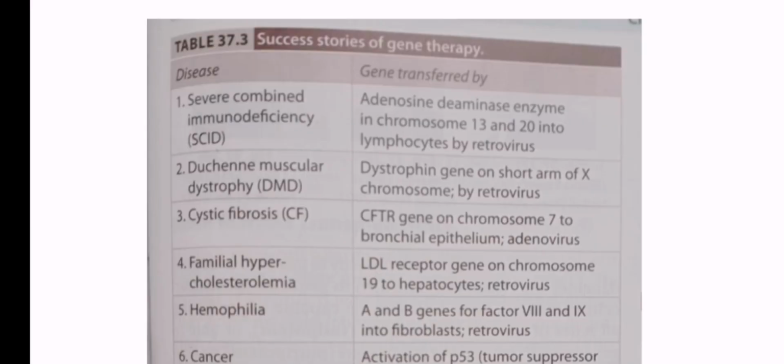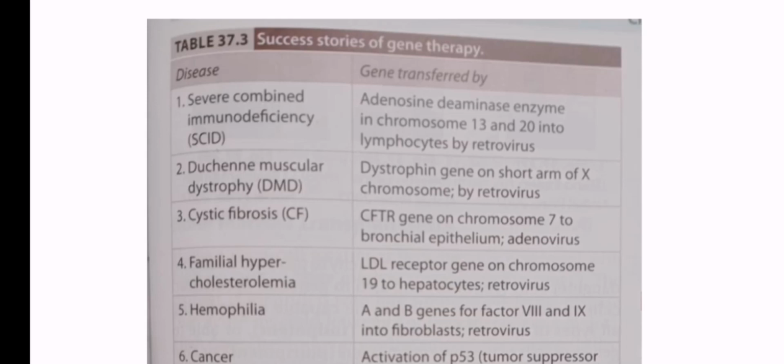Let's just brush up through these. You can find it as a table in your textbook. Let's see 4 or 5 of them. Firstly, severe combined immunodeficiency disease, or SCID case. You can find the gene transferred is adenosine deaminase enzyme and the vector used is a retrovirus. DMD, or Duchenne muscular dystrophy case, you can find dystrophin gene is the gene considered and retrovirus is the vector.